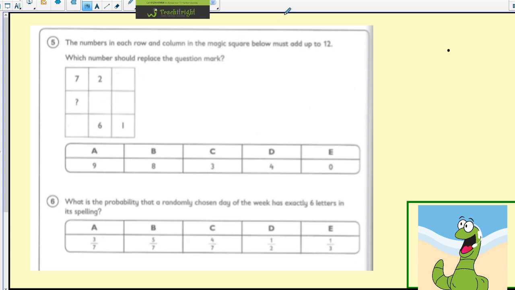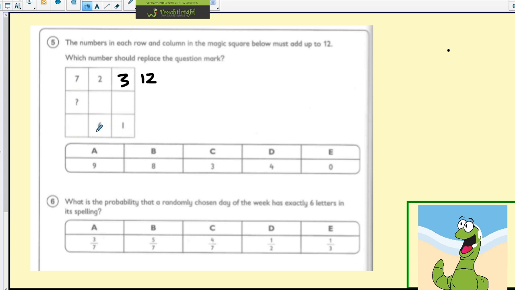So again, we know each row and column adds up to 12. So pick a direction that gives you 2 values. I already know that these 2 right here need to add up to 12. So in this case, what I'm going to ask myself is, what am I missing? I'm missing 3.